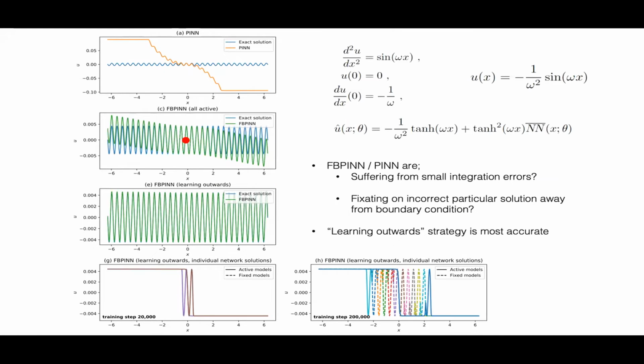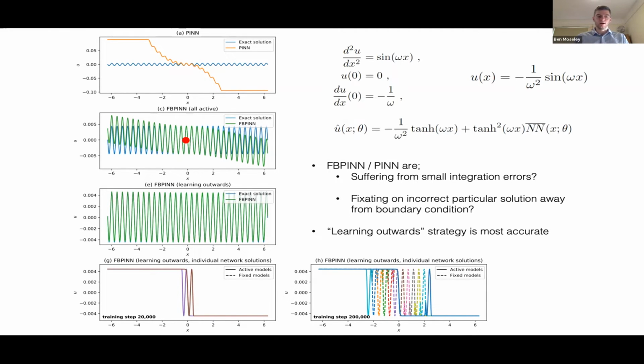I did this for this second order problem, d²u/dx² = sin x. For this particular problem, I found that using this learning outwards technique made the FBPINN converge much better than if I had all the subdomain networks learning together.